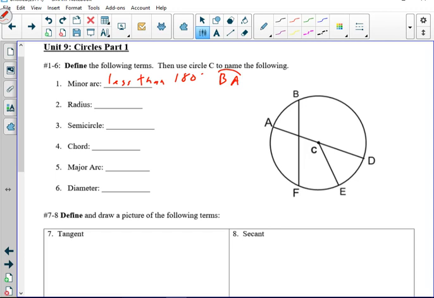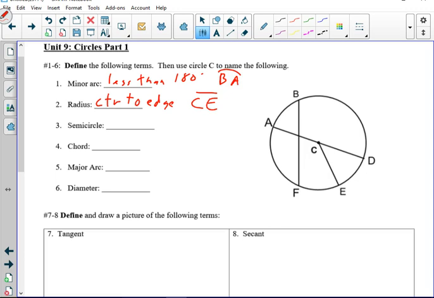A radius is a line that goes from the center to the edge of a circle. So CE, and notice that is a line segment. Also CD and CA would also be radii.